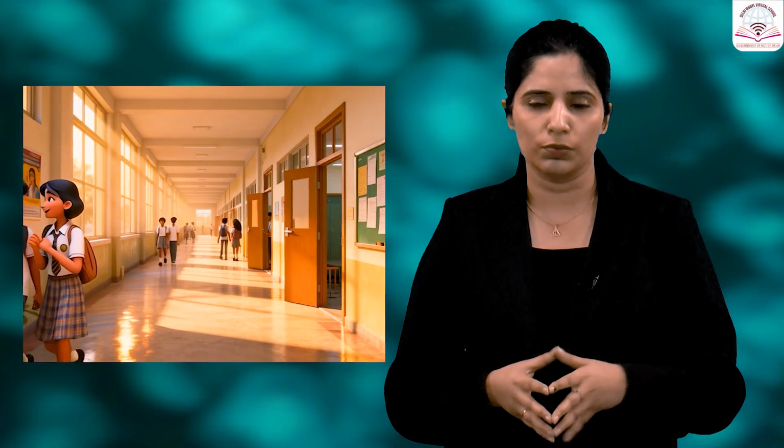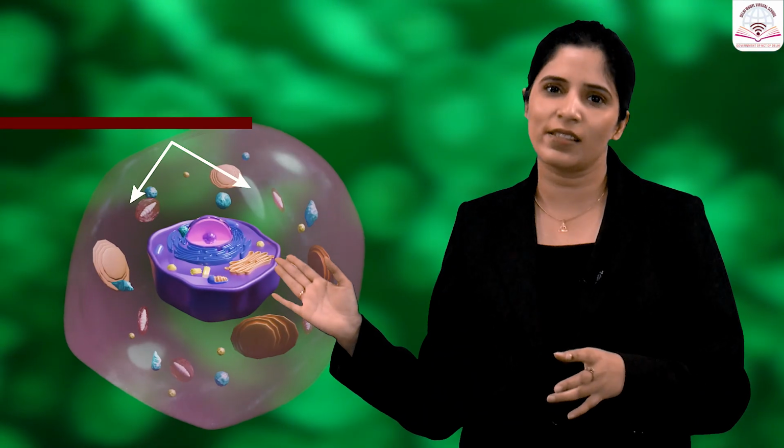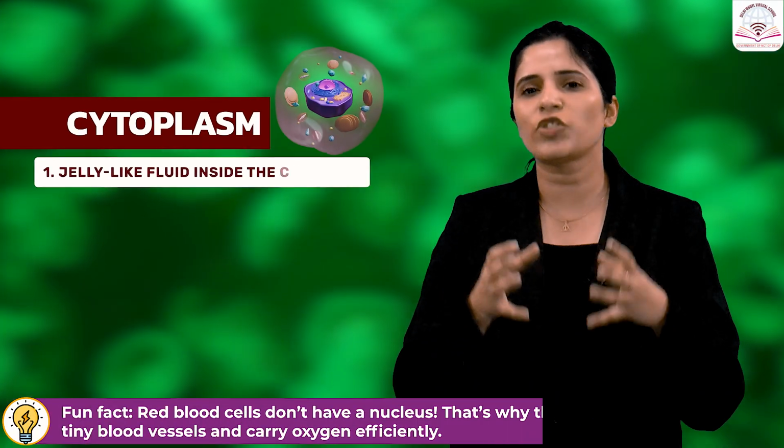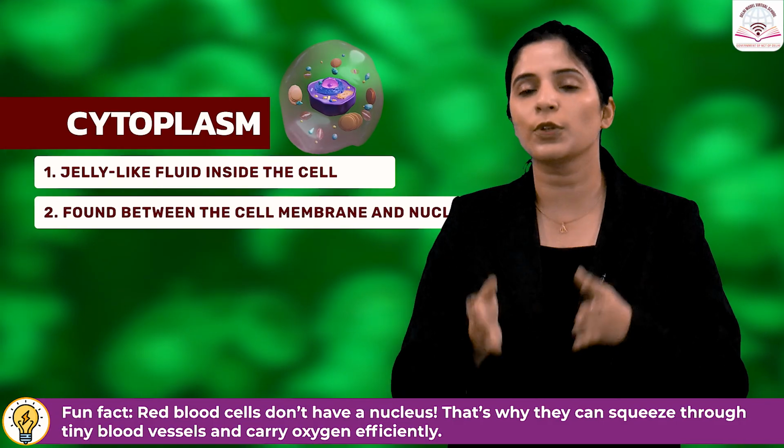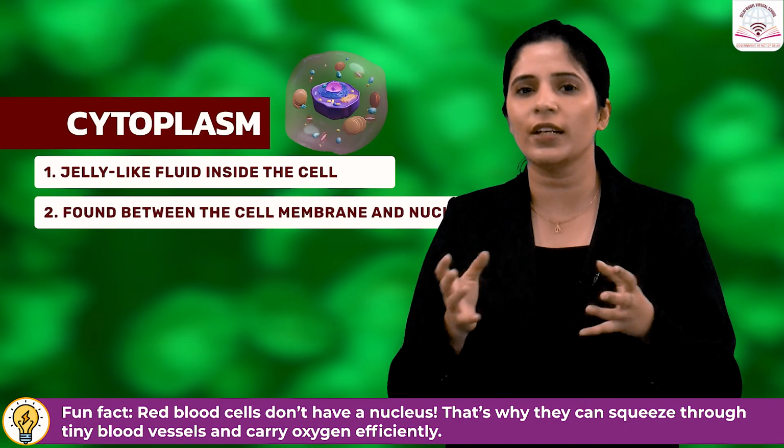growth. Now let's step outside the principal's office into the corridors of the school. What do you see? Teachers carrying books, students walking, and various activities happening. That's what happens inside the cytoplasm. Cytoplasm is a jelly-like substance which fills the space between the nucleus and the cell membrane inside a cell.